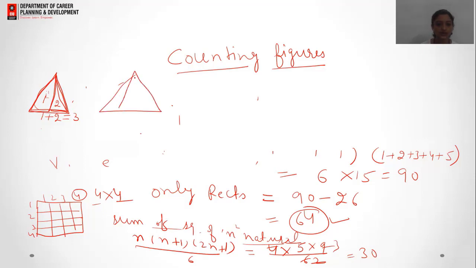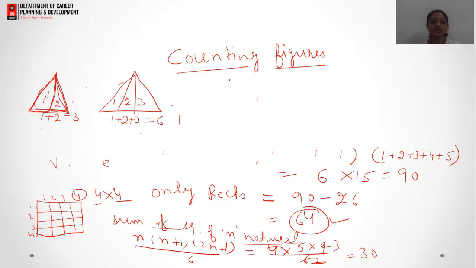And if there are 2 lines, write 1, 2, 3, and then add all these numbers to find out the total number of triangles. So this becomes 6. It means there are 6 triangles in the given figure.